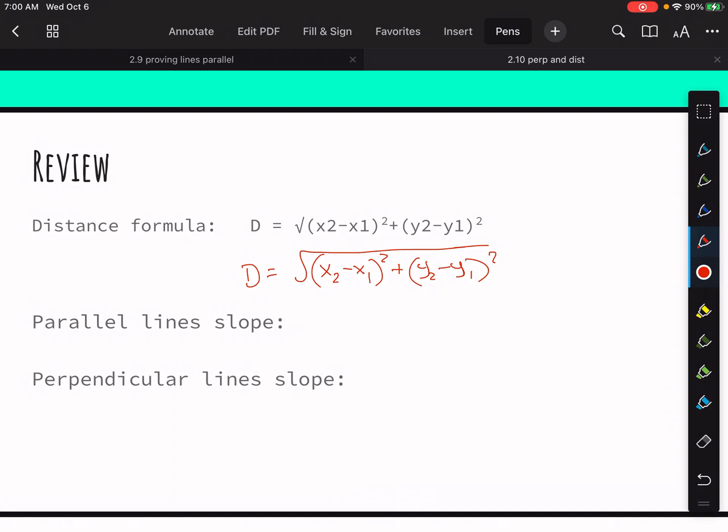Then for parallel lines, we know that their slopes are the same. This is just a review from what we've been doing here in the last couple of sections. And then the perpendicular line slope would be flipped and switched, right? Flipped and switched is what I like to say. For instance, if I have a slope that is 1/2, the perpendicular to that would be flipped, which is 2/1, and then switch the sign, so -2, right? So just a review on that.